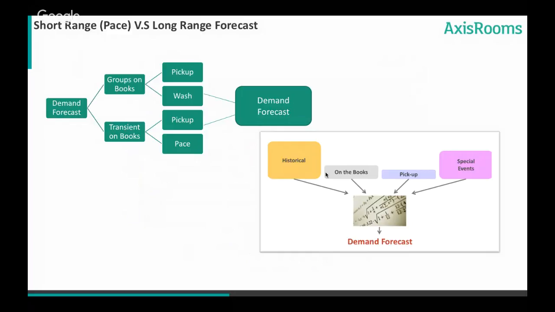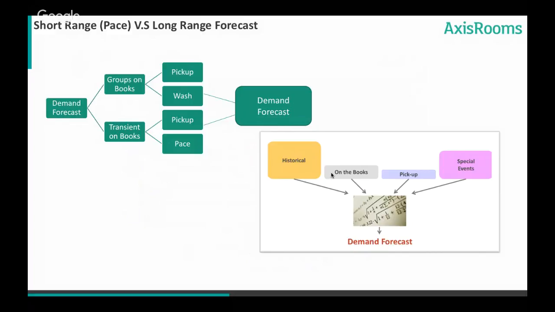Now, a short-term forecast can be split into group and transient, and this would be based on current business on the books, which is just over here, you can see here, plus pickup and pace for the transient segments, and pickup and wash for the group segments. Now, this will allow for a more accurate forecast if you take into consideration the wash factor when you're looking at a group. And then this will help you achieve your demand forecast.